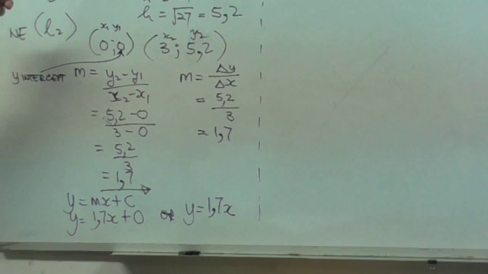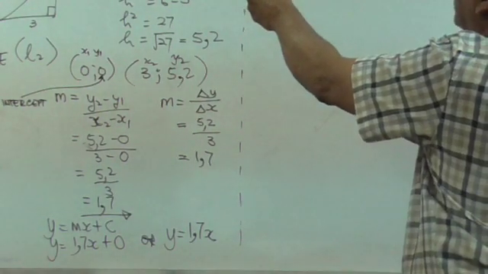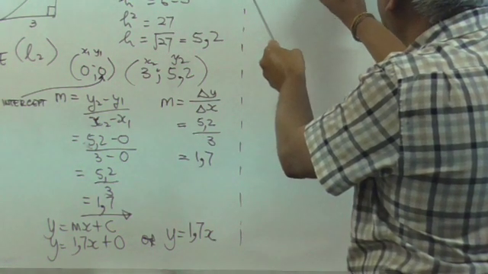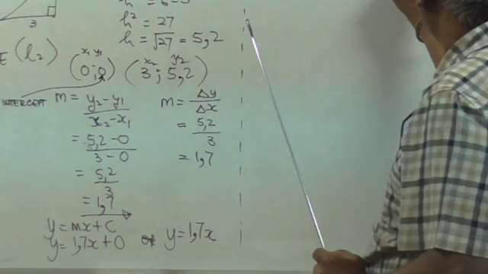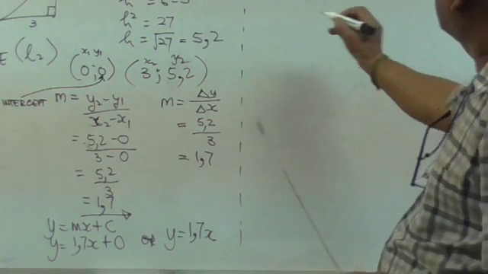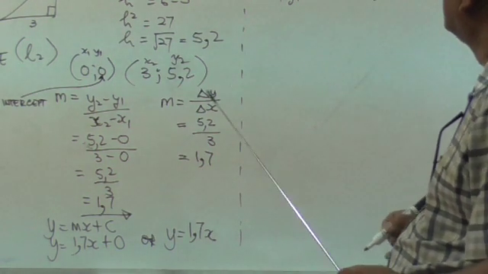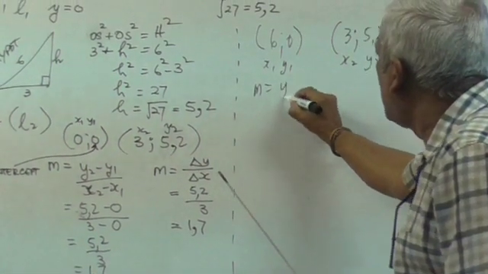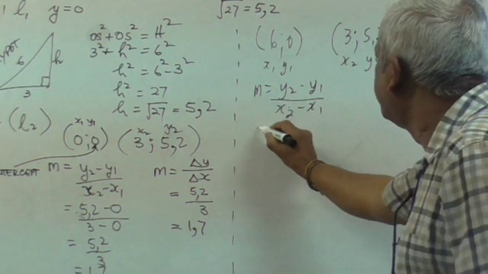Now we have to do line 3. Alright, so let me just move across for line 3. Line 3 passes through this point here, which is (6, 0), and this point, which is (3, 5√2). If you call this x1, y1 and this x2, y2, then m is equal to y2 minus y1 over x2 minus x1.